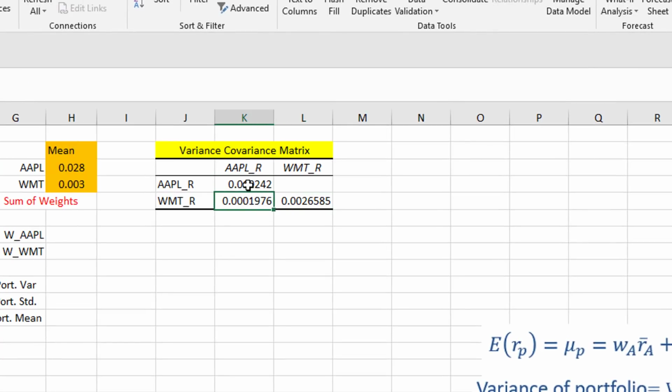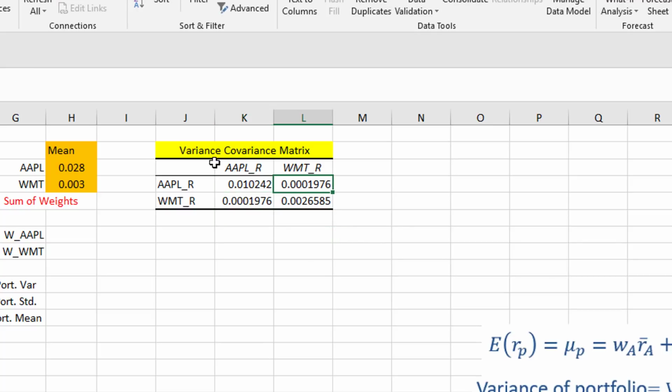This matrix tells us how these two stocks move together, and it also gives us the variance of each stock. It's always a lower triangular. This cell right here gives the covariance between Apple return and Walmart, and the upper right corner cell also gives us the covariance between Walmart and Apple. So those two should be the same. That gives us the full variance covariance matrix.